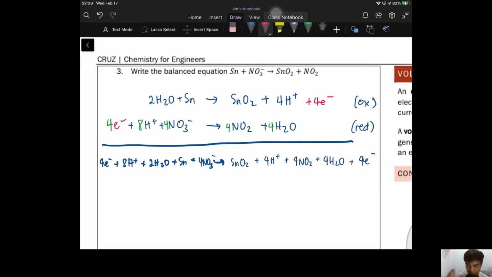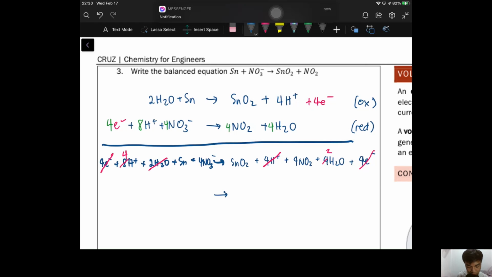Then what's next? No? So we will cancel the similar terms. So electrons will be cancelled out. Okay. Ano pa yung similar? Hydrogen. No? So on the right side, we have 4 hydrogens. On the left side, we have 8. So we have excess of 4. Okay. So yung water din. So yung water, dalawa sa kabila, apat sa right side. So may excess na 2 sa kabila, no? Ayan, so wala nang similar na.